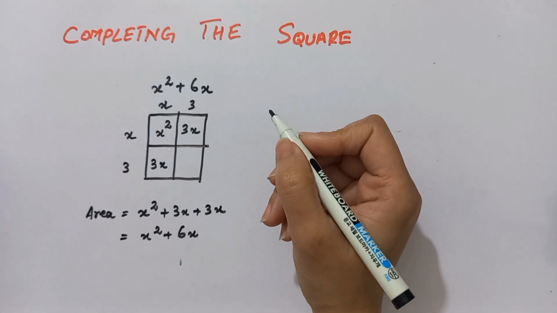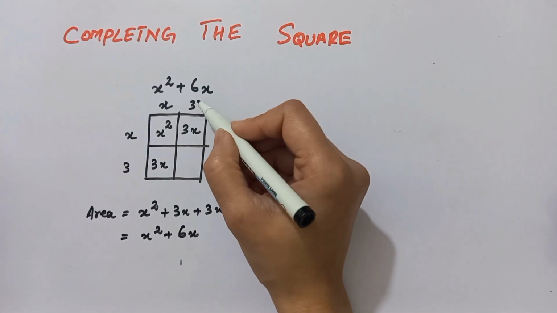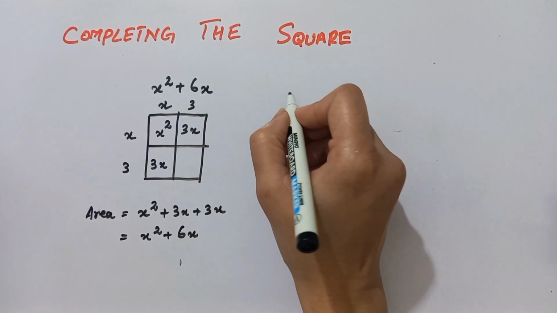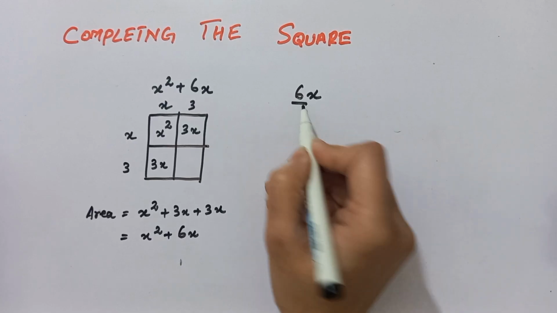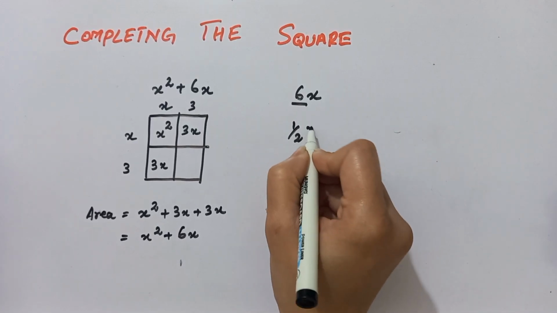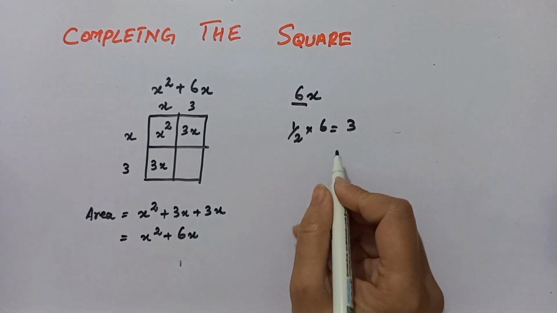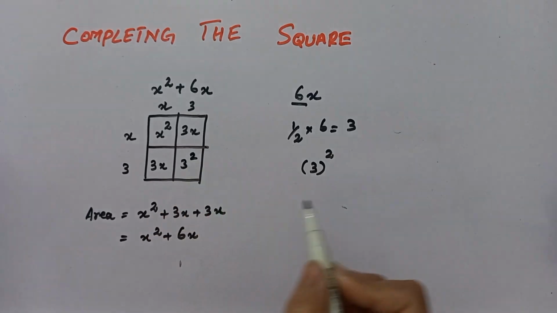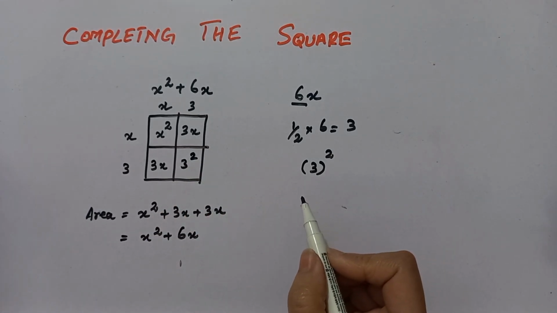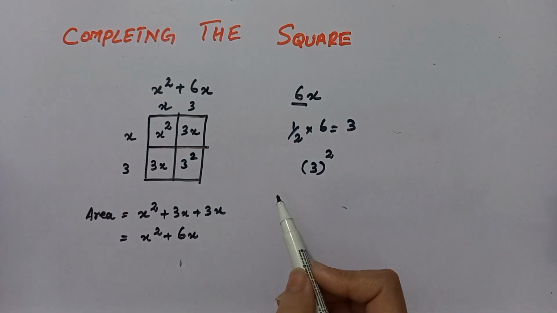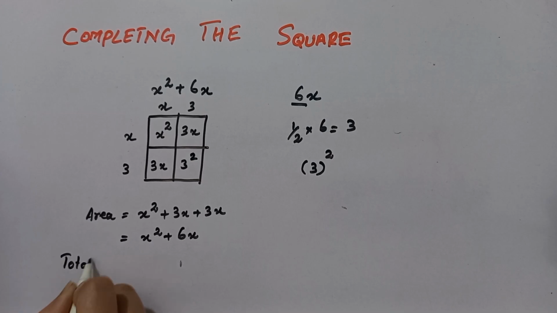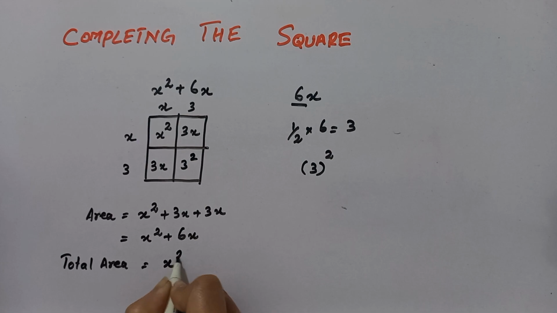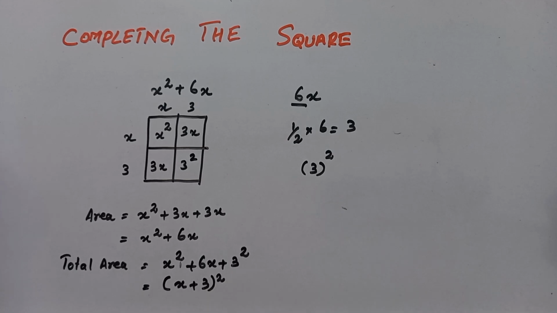Now, in order to complete the square, we add the square of half of the coefficient of the second term. The second term is 6x, and 6 is the coefficient. Half of 6 is 3, and the square of 3 is 3 square. 3 times 3 is 3 square. So in order to complete the square, we add the square of half of the coefficient of the second term. So the total area is x square plus 6x plus 3 square, and it equals (x + 3) whole square.